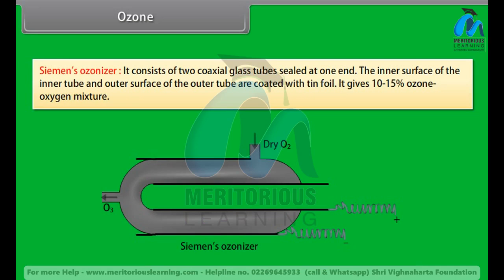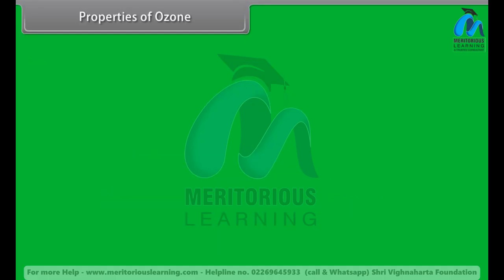Siemens ozonizer. It consists of 2 coaxial glass tubes sealed at one end. The inner surface of the inner tube and outer surface of the outer tube are coated with tin foil. It gives 10 to 15% ozone-oxygen mixture. Properties of ozone.